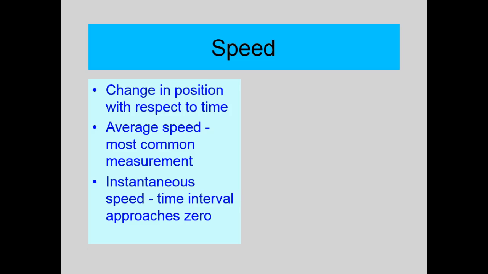There's another speed, though, and that's the instantaneous speed, okay? That's when the time interval, that delta T you divide by, the change of time, when that is reduced and you go down to 0, okay?